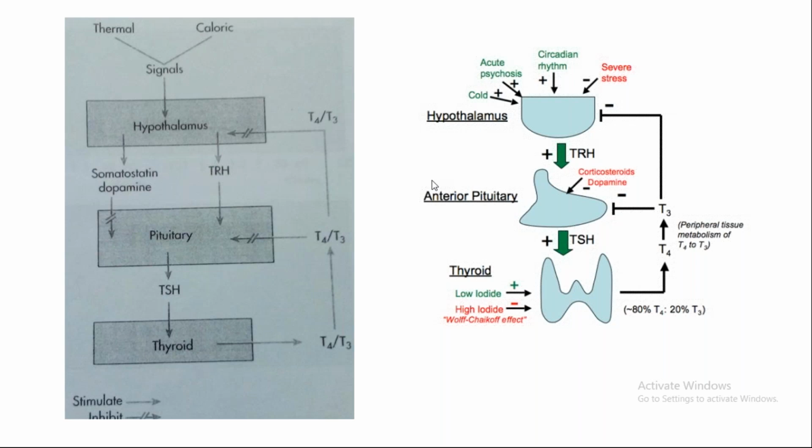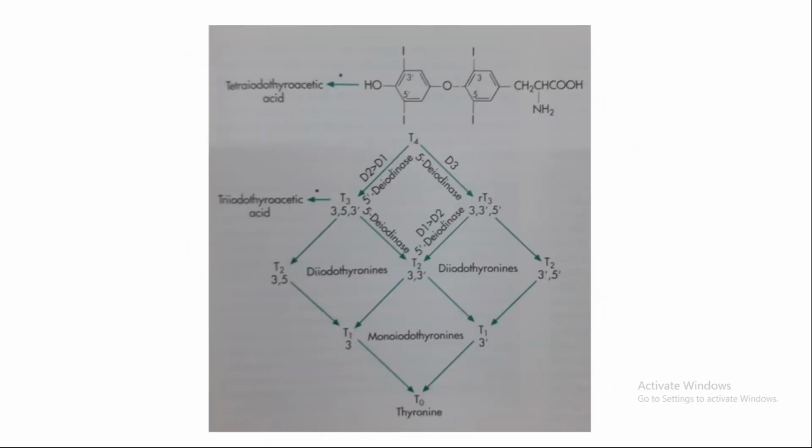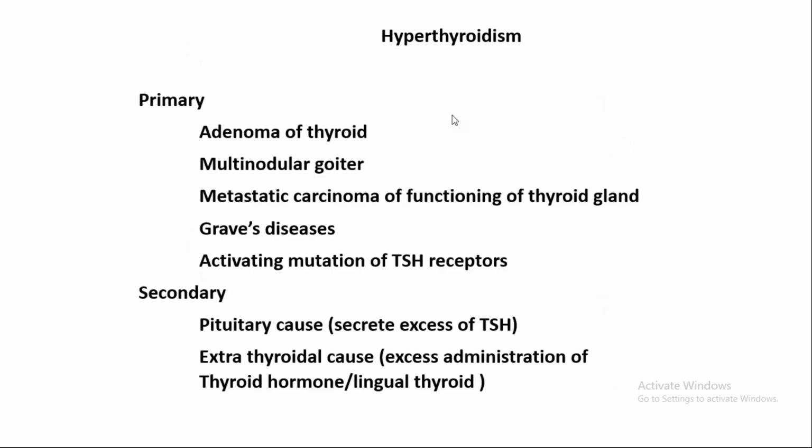Then we'll see the hypothyroid and hyperthyroid situations. Here you can see how the deiodination of the hormone takes place. This is the T4. Type 1 and D2 will convert T4 to T3, and D3 and D1 convert to reverse T3. Now we'll see the disorders of the thyroid hormone. There are two conditions: one is the hyperthyroid condition, one is the hypothyroid condition.